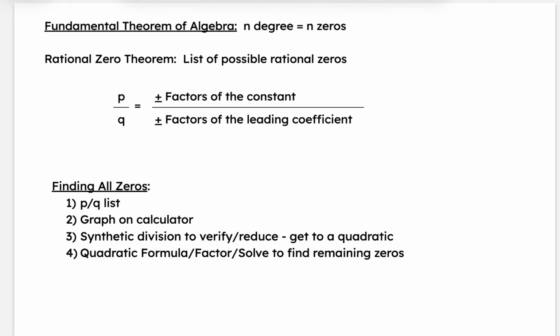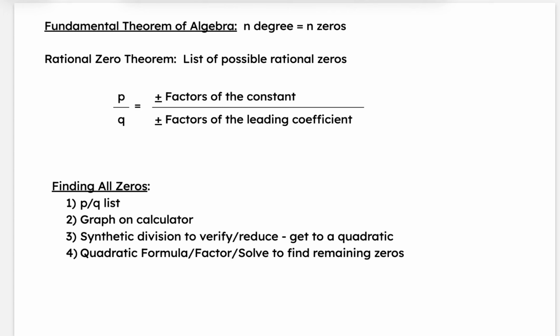So our rational zero theorem is going to give us a list of possible rational zeros. What I refer to as our P over Q list is giving us the positive and negative factors of the constant, and Q is going to be the positive and negative factors of the leading coefficient. So what this does is it gives us a list that helps us narrow down what our zeros could be. So this was helpful back in the old days before calculators.